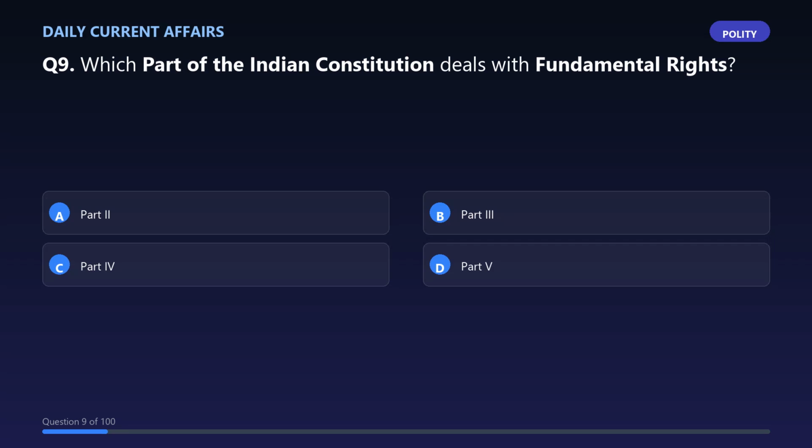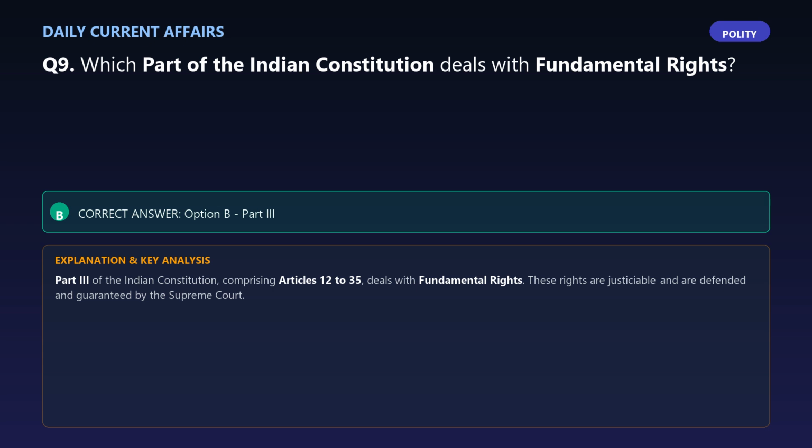Question 9. Which part of the Indian Constitution deals with fundamental rights? The correct answer is option B, Part 3. Explanation: Part 3 of the Indian Constitution, comprising Articles 12 to 35, deals with fundamental rights. These rights are justiciable and are defended and guaranteed by the Supreme Court.